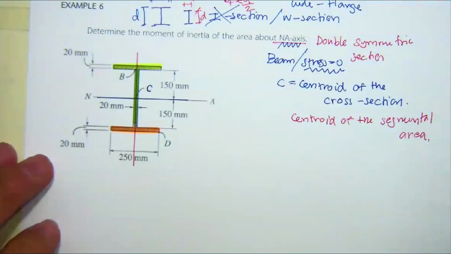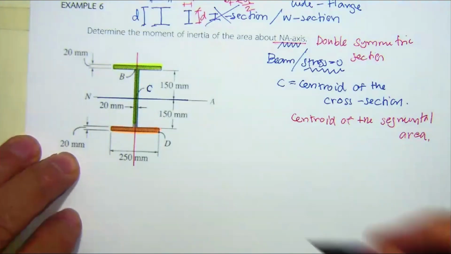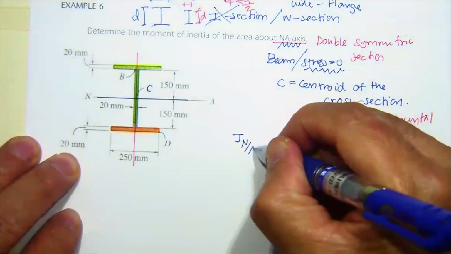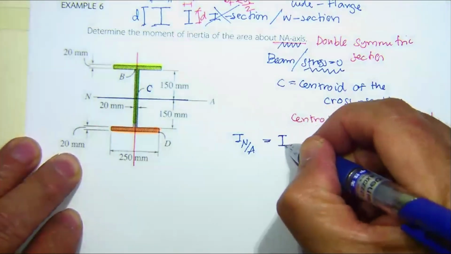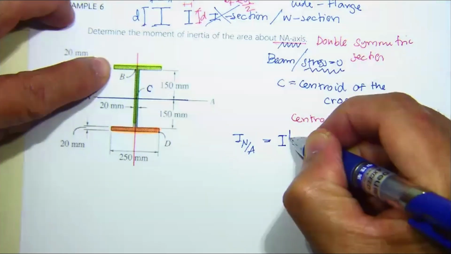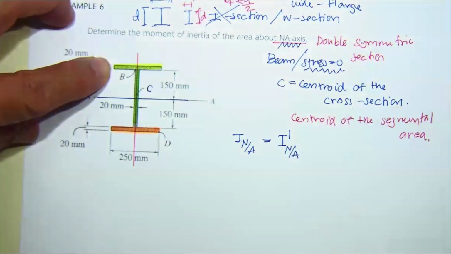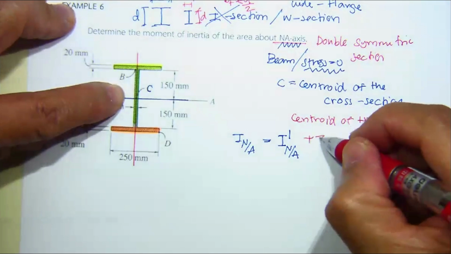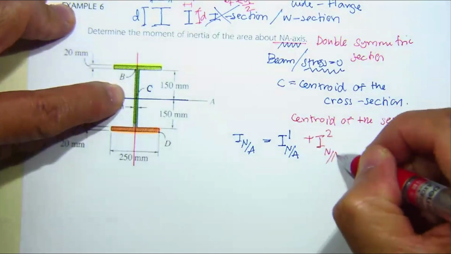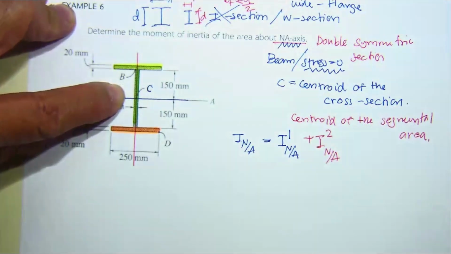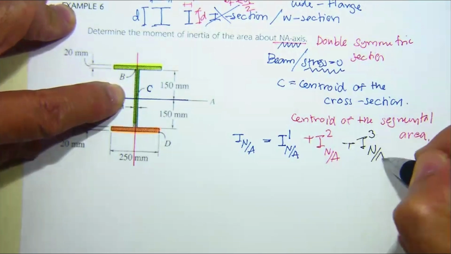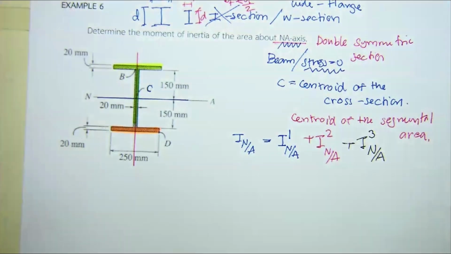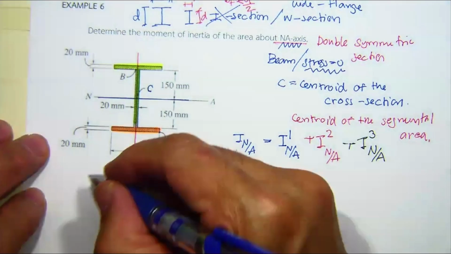The moment of inertia about the neutral axis will be the moment of inertia of the first one about the neutral axis, plus the moment of inertia of the second one about the neutral axis, and then plus the moment of inertia of the third area about the neutral axis. Okay, now let me put it over here.